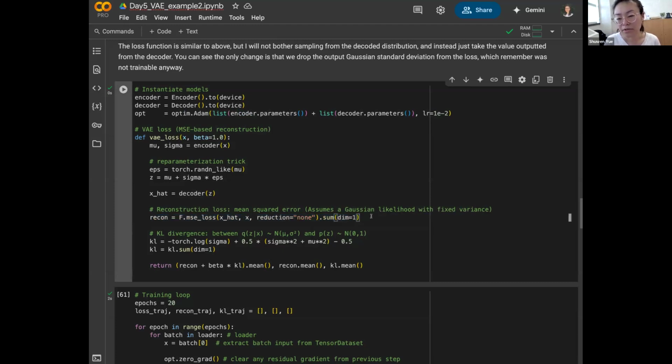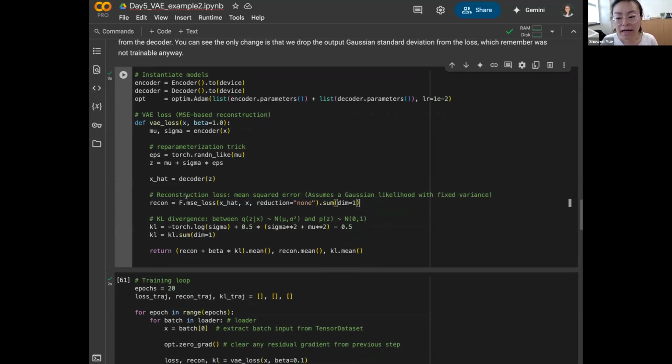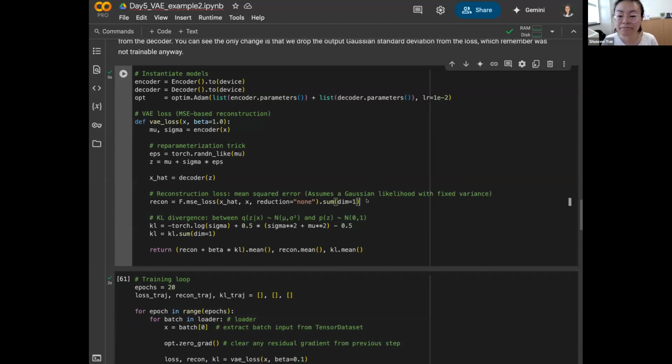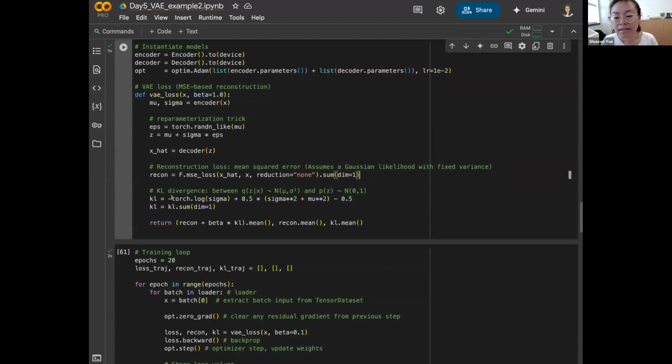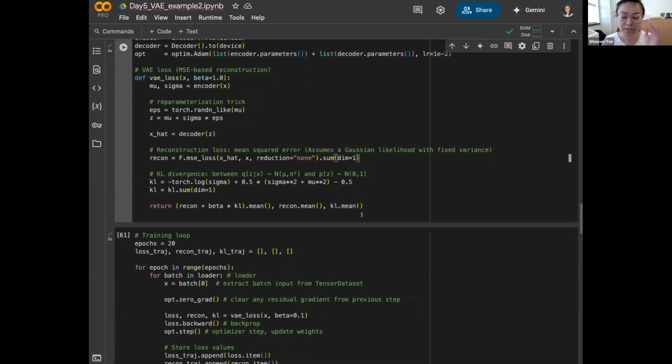And this is different in that we were using cross entropy earlier for the discrete data set. You can also define a flexible Gaussian with non-fixed variance. It'd be a little bit more complicated, but you can also define that as the reconstruction loss. And then the KL divergence term is the same. And then same as before, we will spit out both the loss contributions as well as the total loss.